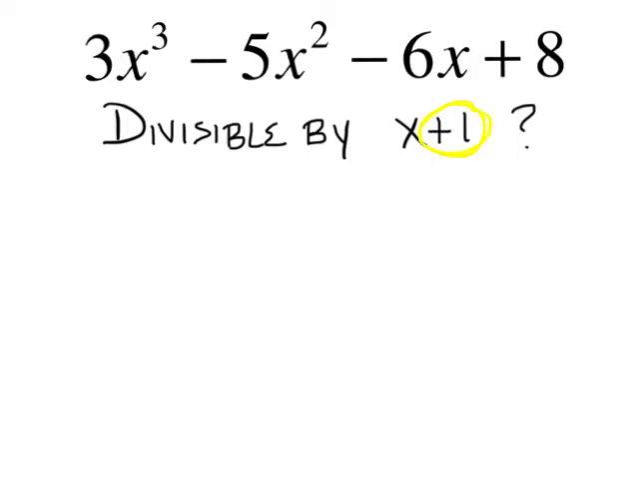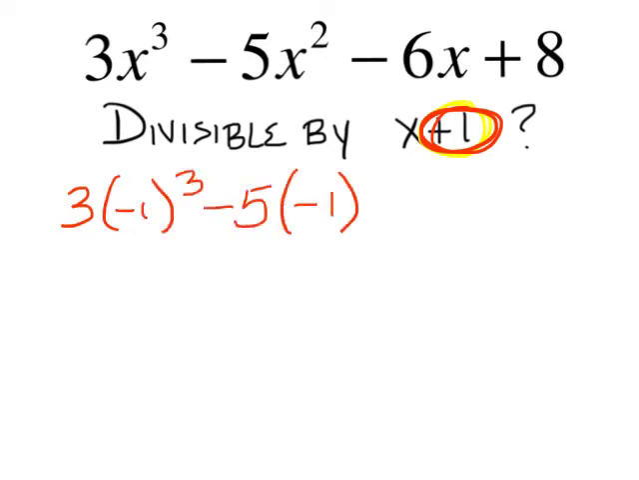Look at this number here, plus 1. You're going to put in the opposite of plus 1 into the problem. So instead of 1, you're going to put in negative 1. Wherever you see an x in the expression, put a negative 1 and simplify. So it's 3 times negative 1 to the third minus 5 times negative 1 squared minus 6 times negative 1 and then plus 8. And then simplify.